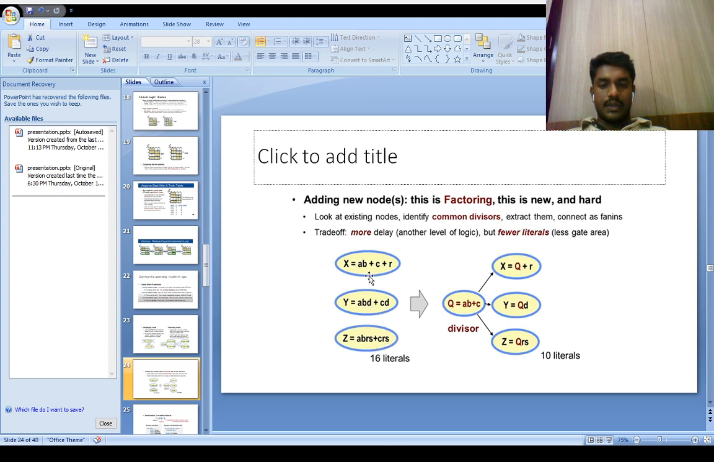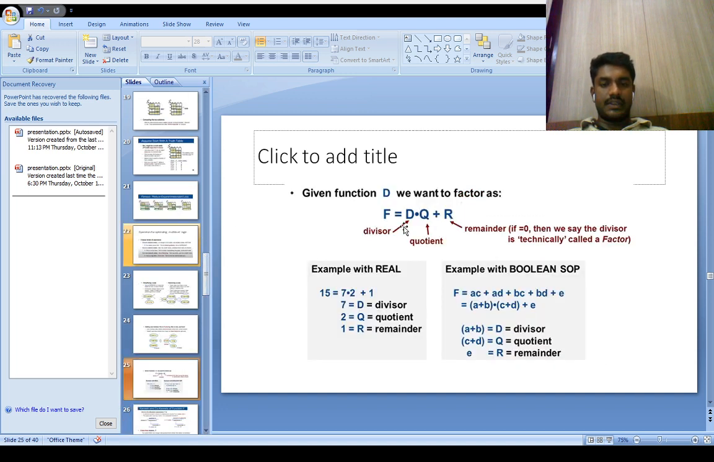Now the common part in this is ab plus c, ab plus c, ab plus c. I have differentiated it from the rest and written it here. This is the divisor, and this q I will be using here. Now when we count the literals, 1, 2, 3, 4, 5, 6, 7, 8, 9, 10, the literals are fewer, and another node is added, which is very important and easy to know. This is the adding method.